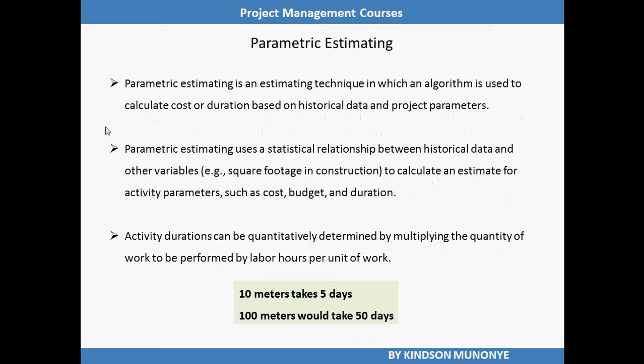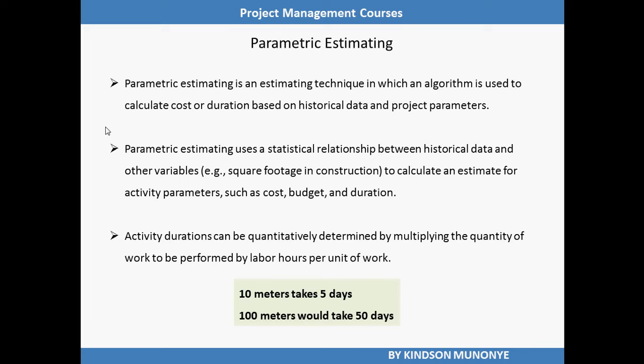Parametric estimating. This is also a tool and technique used in estimate activity durations. Parametric estimating is an estimating technique in which an algorithm is used to calculate cost or duration based on historical data and project parameters. Parametric estimating uses a statistical relationship between historical data and other variables to calculate an estimate for activity parameters such as cost, budget, and duration.